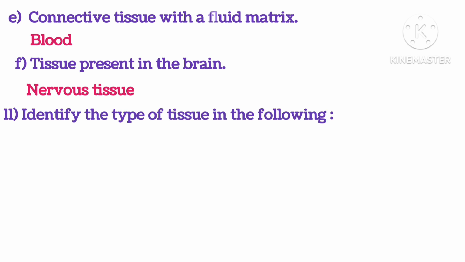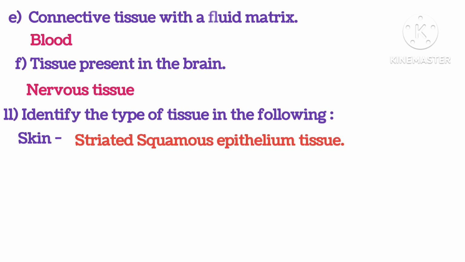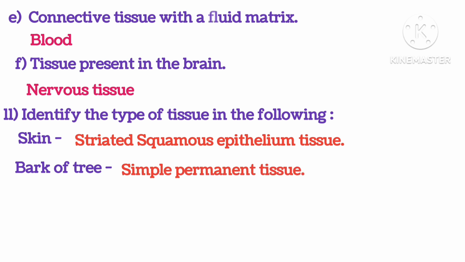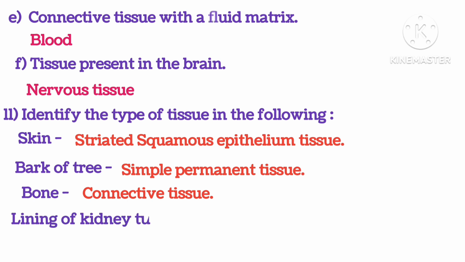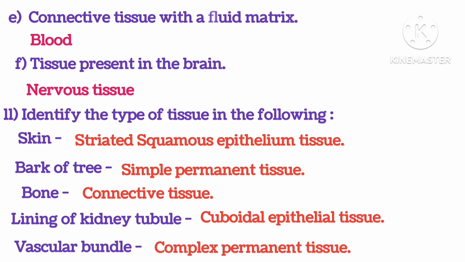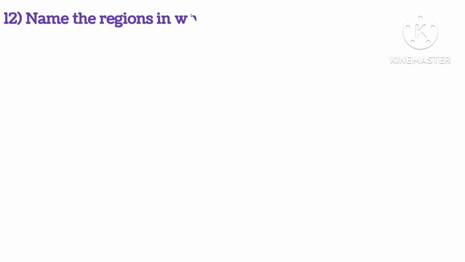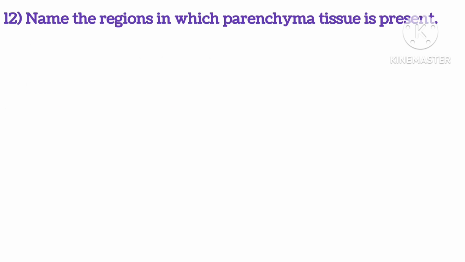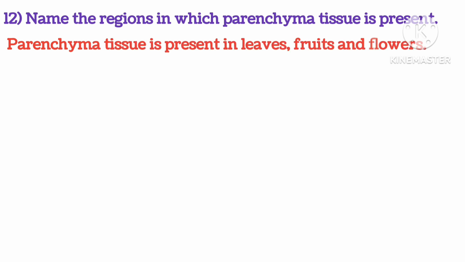Identify the type of tissue in the following. In skin, stratified squamous epithelial tissue is present. In the bark of the tree, simple permanent tissue is present. In the bone, connective tissue is present. The lining of kidney tubules has cuboidal epithelium tissue. Vascular bundles have complex permanent tissue. Name the regions in which parenchyma tissue is present. Parenchyma tissue is present in leaves, fruits and flowers.